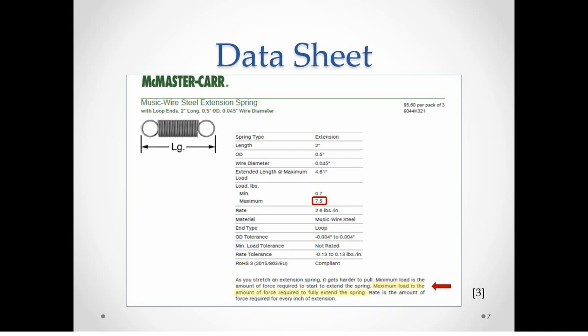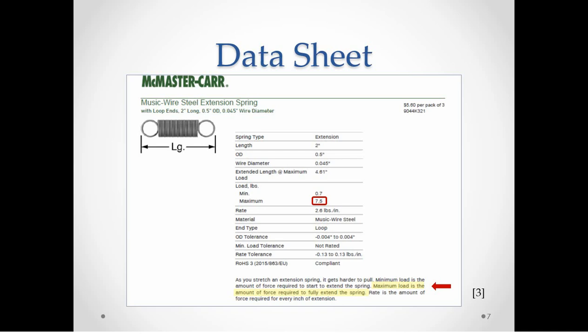If the spring is loaded with anything greater than 7.5 pounds, the spring will experience some permanent deformation and will be unable to return to its unextended length of 2 inches. For that reason, we will be using a safety factor of 1.5. This means that the maximum load that will be applied to the spring will be around 5 pounds force.